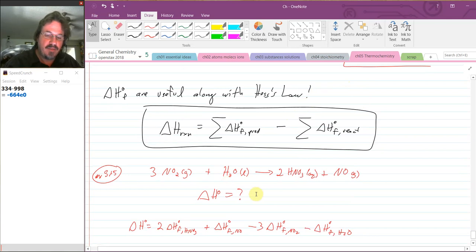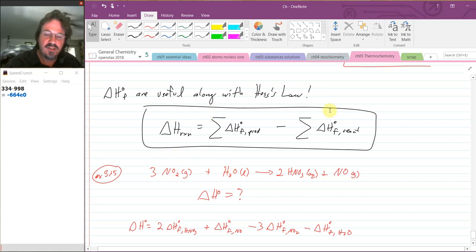You see, I can think of a normal reaction like this, NO2 plus water to give me HNO3 nitric acid plus nitrogen monoxide. I could think of that as, hey, forming these two and then allowing them to come apart, which is just the flip, the negative of them, to form these guys. What is the overall delta H for that? It would be the formation of everything I'm producing here minus the delta H of what I'm tearing apart, that is to say the reactants.